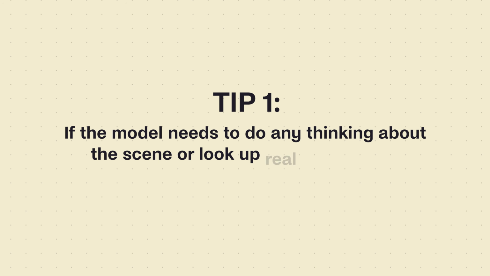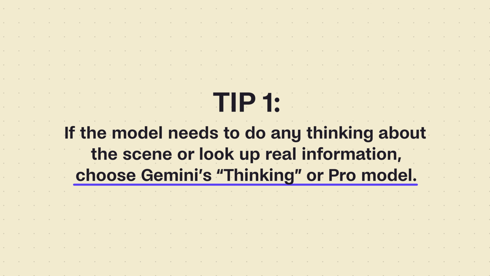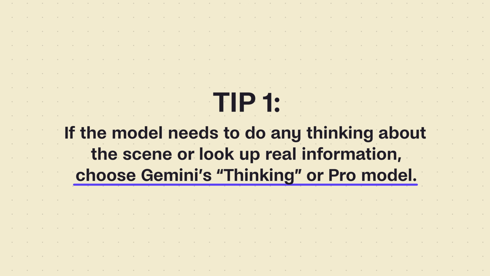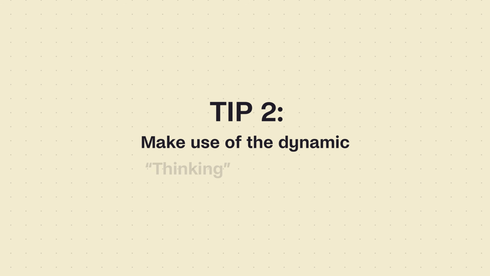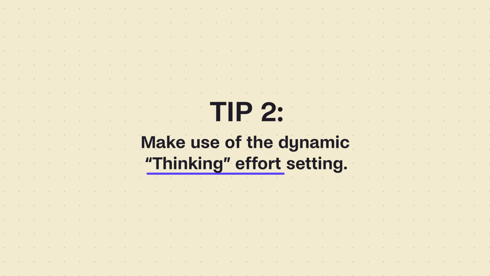Let's get back to the examples I have shown previously. There are a few tips. First, if the model needs to do any thinking about the scene or look up real information, choose the Gemini Thinking or Pro model. I also recommend mentioning you want the model to look up up-to-date information online before generating a visual.